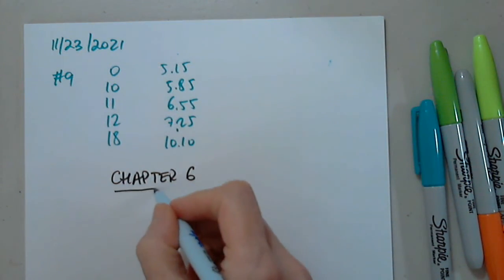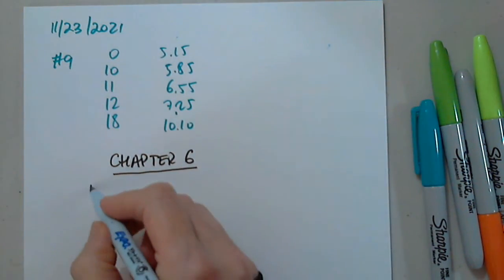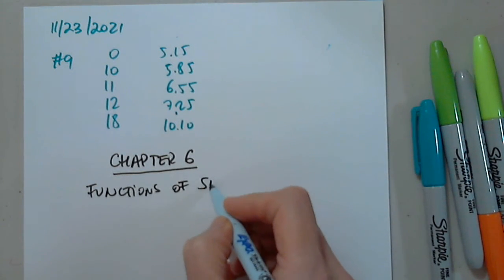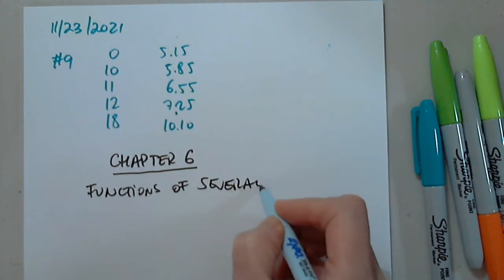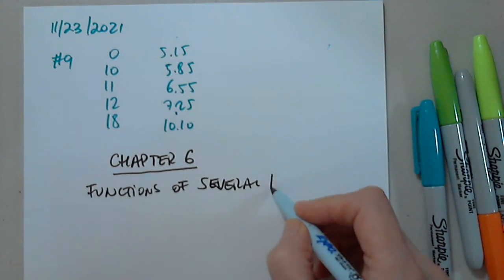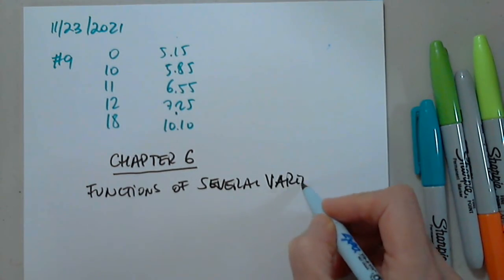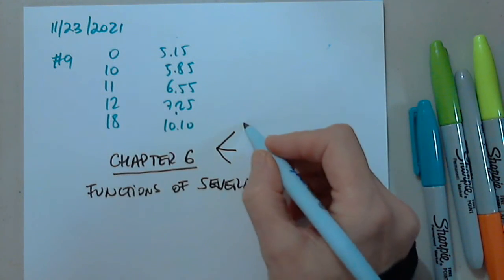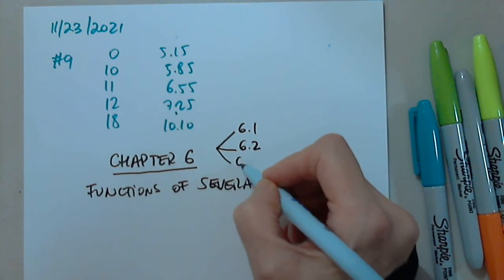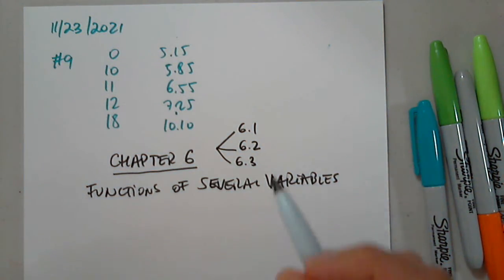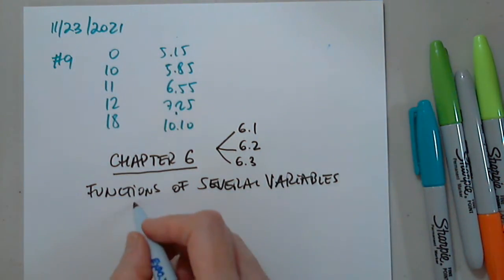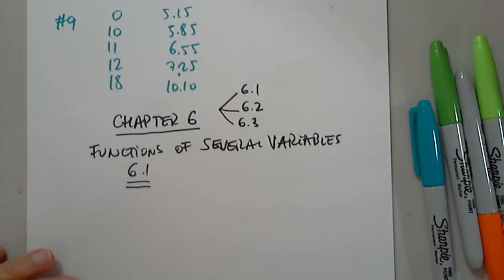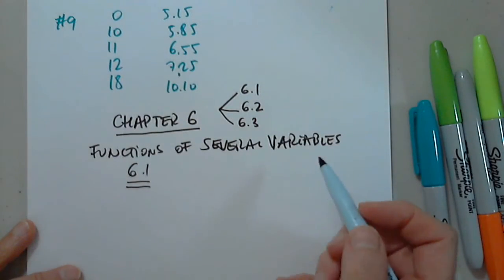And we know this is functions of several variables. So we're looking now at 3 sections, 6.1, 6.2, and 6.3. So first of all, let's talk about 6.1. In 6.1, this is just an introduction, basically, to functions of several variables.